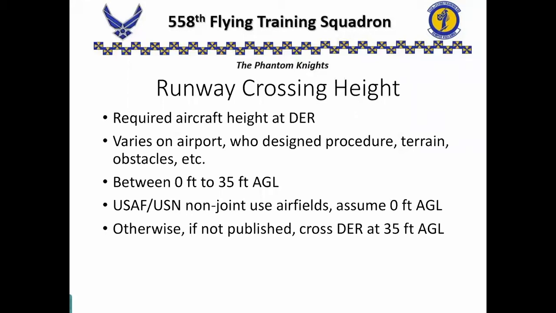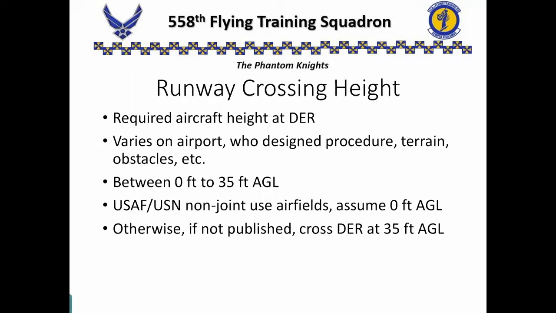Runway crossing height is the required height of the aircraft at the departure end of the runway. It varies depending on the airport, who designed the approach, the terrain, obstacles, and a lot of different variables. It could be anywhere between 0 and 35 feet AGL. The problem with this is that we don't exactly know as pilots what that is planned for.